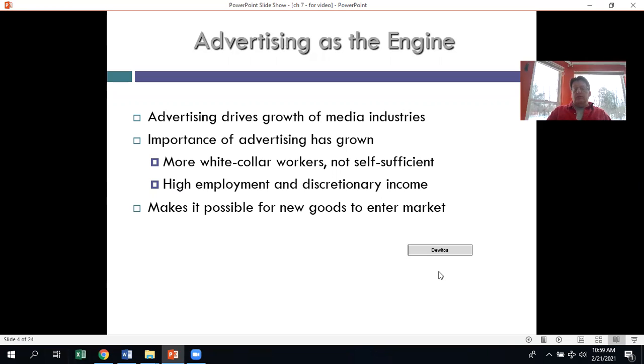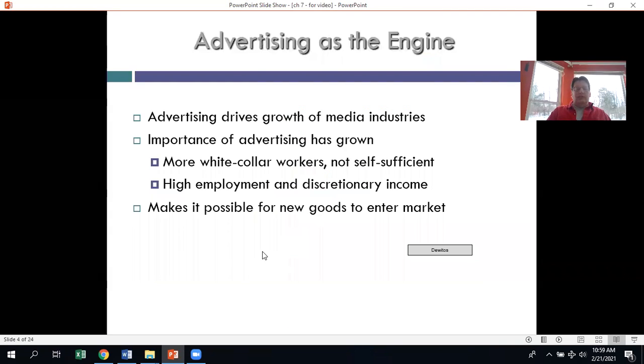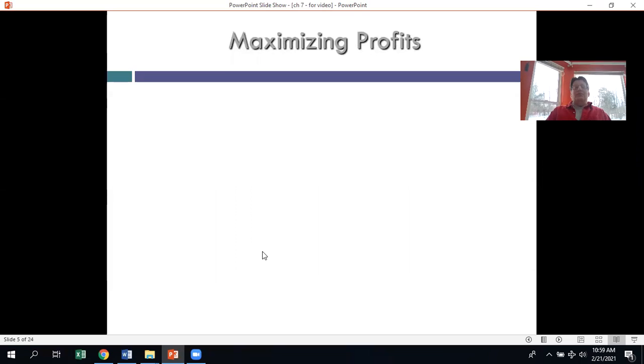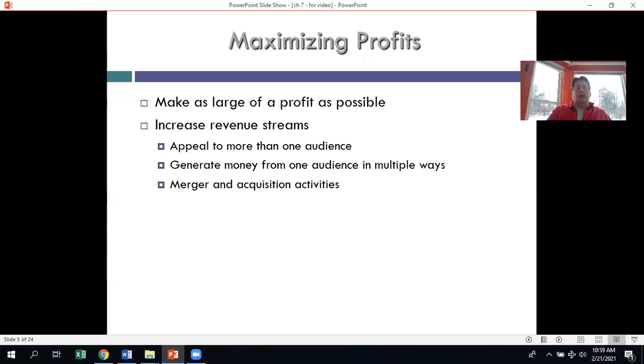Here's an example of a product that never really got off the ground. I'm not sure it even got past the market research stage, but it's Mountain Dew Doritos. In other words, it was Doritos flavored Mountain Dew. Didn't catch on, shocking. All right, so when it comes to maximizing profits, making as large a profit as possible is what it's all about for for-profit organizations, whether it's media or otherwise. And increasing revenue streams is critical to that.